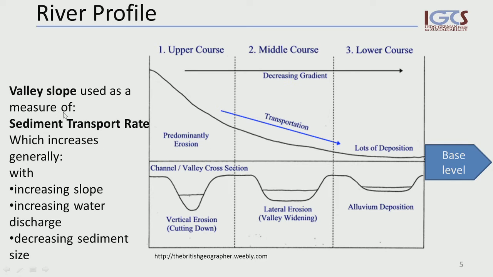So our valley slopes are therefore a good measure of sediment transport rates, and those sediment transport rates are influenced by the slope, the amount of water discharge, and the sediment size. So we can use all of these as indicators of where we are in a river profile, if you can see only a part of it from a satellite image, for instance, and we can draw conclusions on what type of river system we are in from some of these properties.